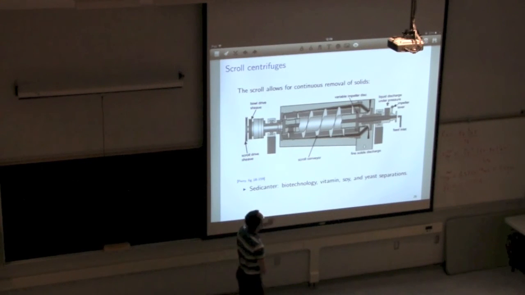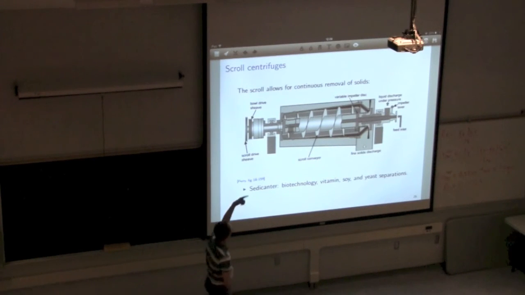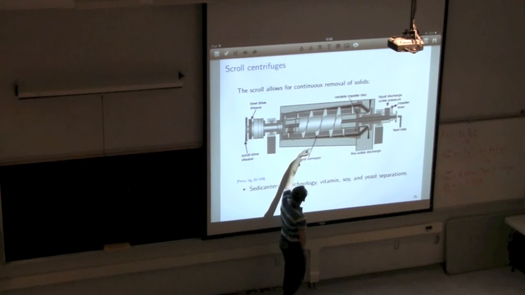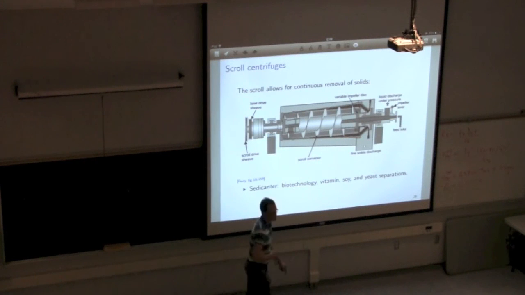Okay, and here, these centrifuges are typically operated on their side. As I mentioned before, it doesn't matter what the orientation of these units is. So take that tubular bowl centrifuge we saw before with the two vertical walls of water, rotate it 90 degrees, add a scroll into it, and use that scroll to remove your solids. And that allows you to take it to continuous operation. Because it's all sealed up, it is widely used in biotech applications as well.